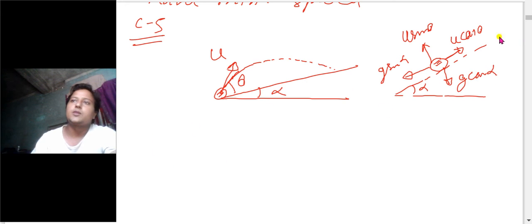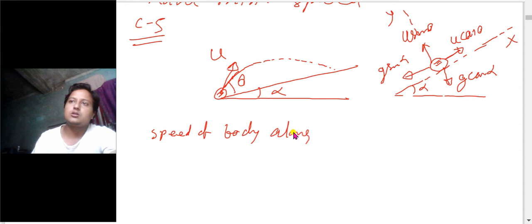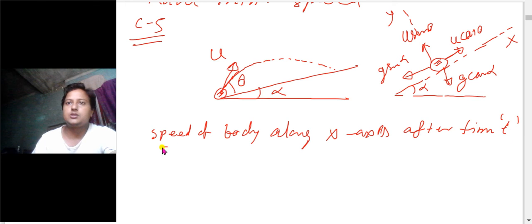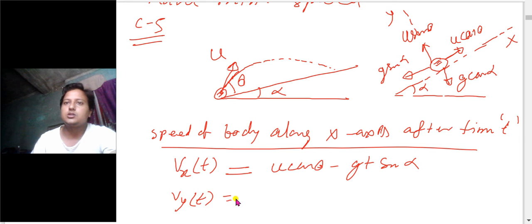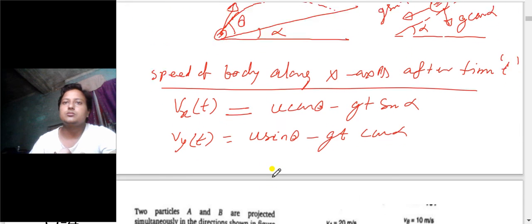So if this one is our x-axis and this one is our y-axis, the speed of the body along the x-axis after time t is represented by vx(t), which equals u cos theta minus gt sin alpha, and vy(t) is u sin theta minus gt cos alpha.